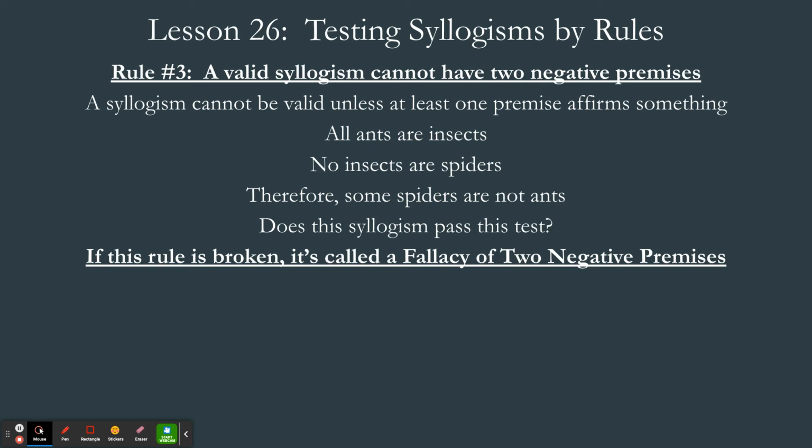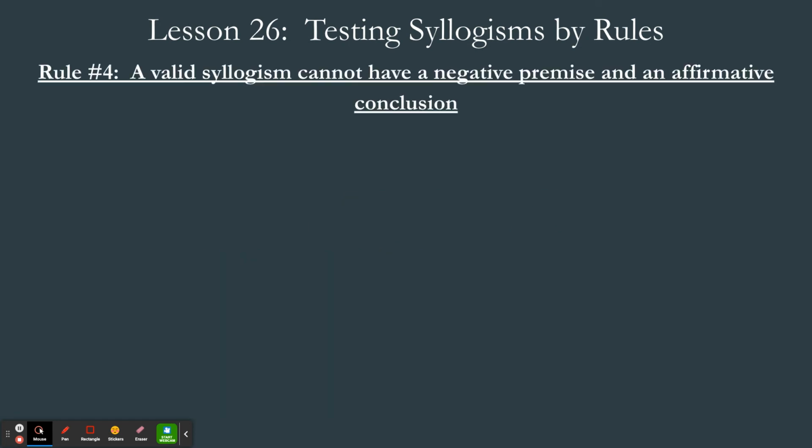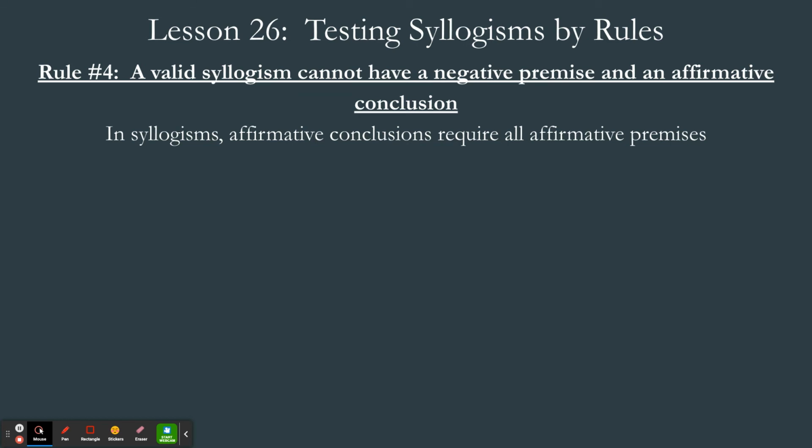Do you have any questions about rule 1, 2, or 3? Karen? Can you test for validity on all these? I'm testing that one syllogism for validity, and it has to pass all 5 of these tests. Okay, so we've now passed the first 3 tests. Here's rule number 4. A valid syllogism cannot have a negative premise and an affirmative conclusion.